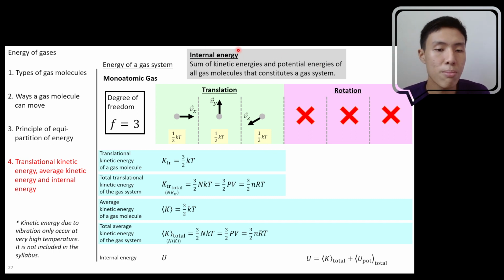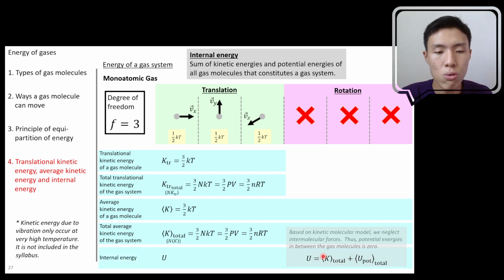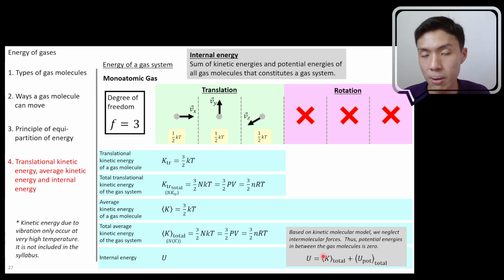If you represent it mathematically, this U, the internal energy, is the total kinetic energy of the gas system added to the total potential energy of the gas system. Okay, that's the idea for internal energy. But we know from our discussion of the kinetic molecular model, a few videos earlier, that we are going to study our gas system based on the kinetic molecular model.